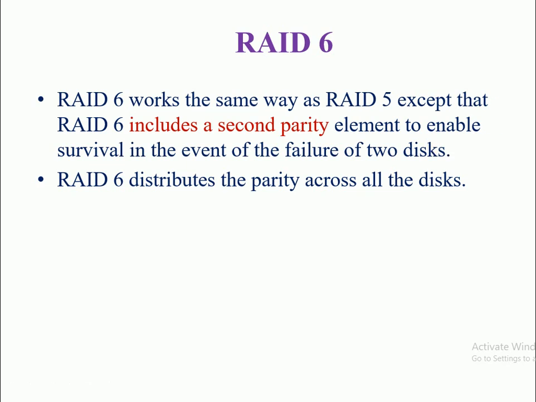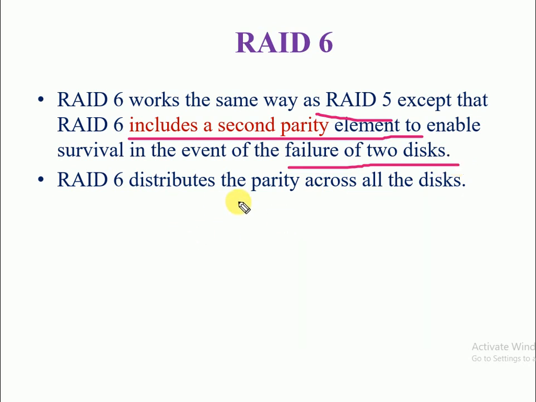Now RAID 6 is similar to RAID 5 except that it includes a second parity element, also to enable survival in the event of the failure of two disks. So it has one more parity information, so that if there is some problem with the first parity information, it can refer to the second parity information also. So it is an enhancement of the previous RAID 5 architecture.